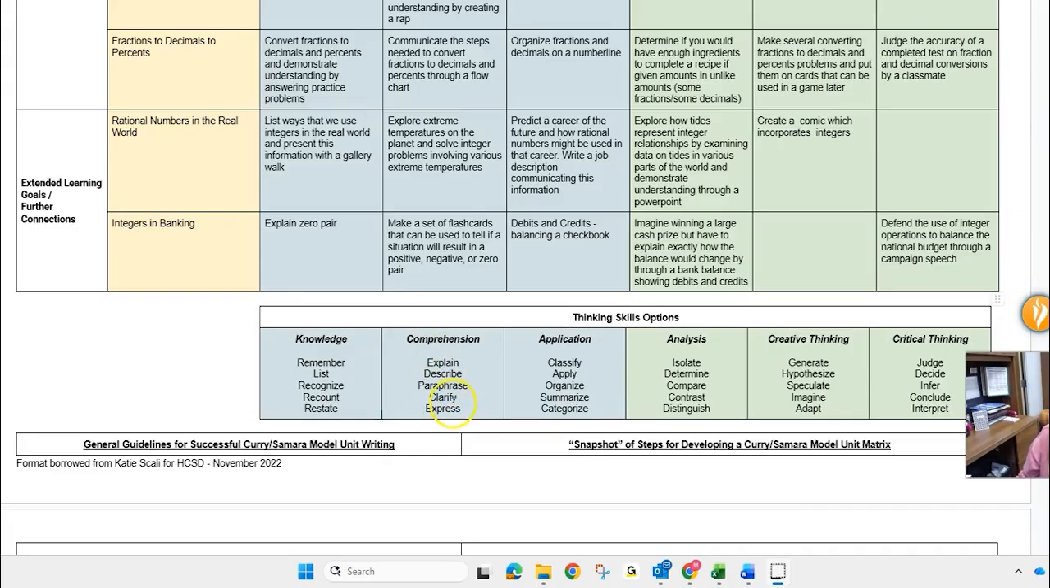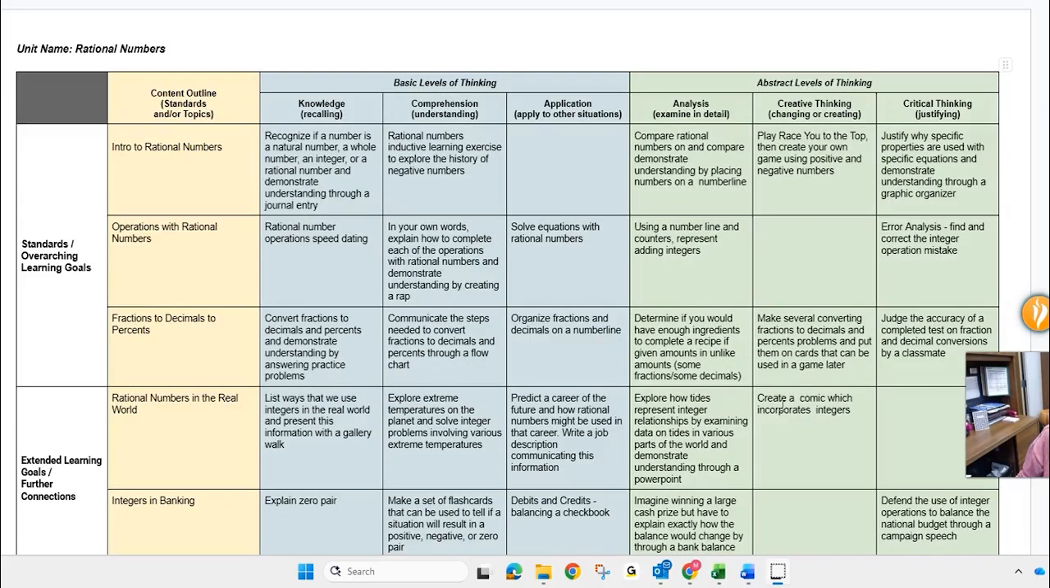Can they explain them? Can they clarify? Can they apply them? Can they organize them or summarize them? And then compare and contrast or isolate, speculate, generate some hypotheses, see what's going on, and then judge, conclude, or interpret. So that is going towards the far right, and then as you go down, you extend their level of depth of learning. So in this case, I love that the introductions to rational numbers, this teacher is asking, justify why specific properties are used with the specific equations and demonstrate understanding through a graphic organizer.